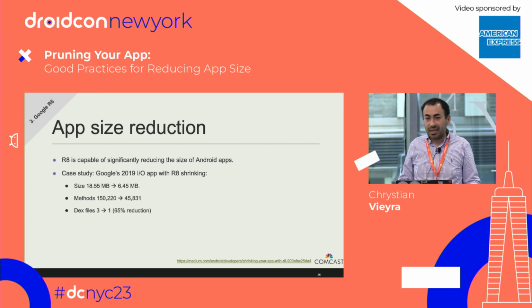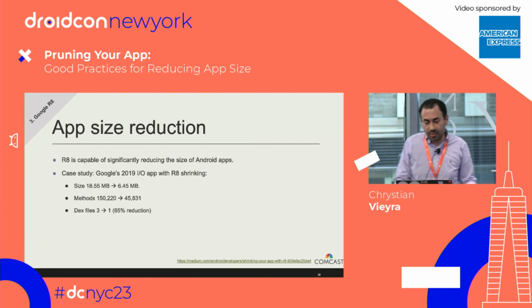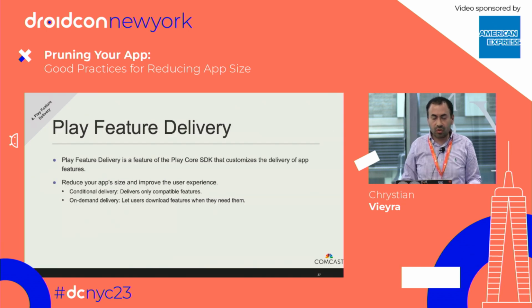So you can expect amazing things from R8, so I encourage everybody to start using it, and Google has amazing documentation about it. The next area that I mentioned before with images is that you can use Google Play Feature Delivery. This is a service from the PlayCore SDK where you can customize what gets delivered to your user, right? What comes to your device.